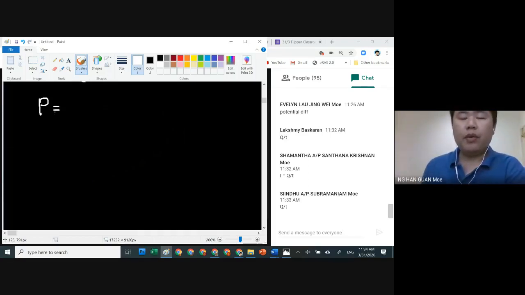You don't need to get the formula provided in the module. Just try to recall what you have learned last year, chapter 2, force and motion. After you learn about the work done, kinetic energy, gravitational potential energy, then after that you learn about the power. How to define power.